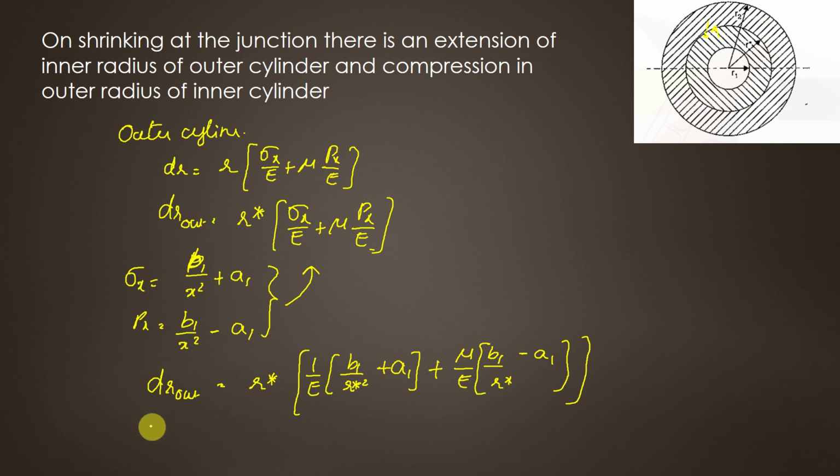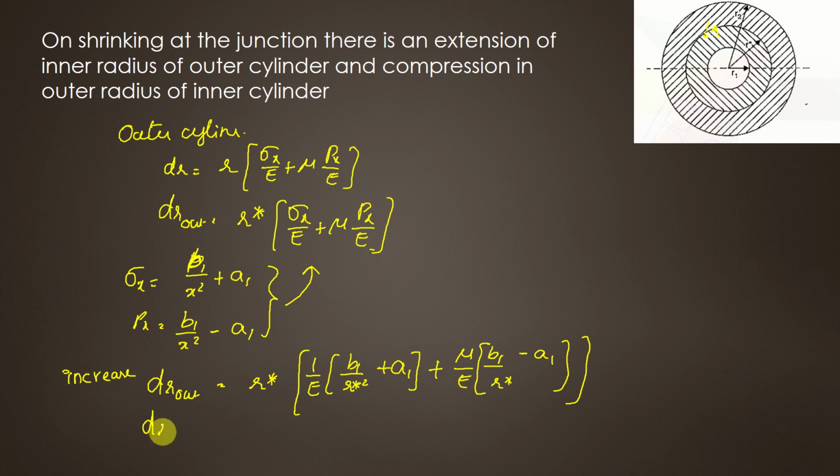And similarly, the decrease in the same way I can write. So what happens is, on shrinking the junction there is an extension of inner radius of outer cylinder. So for this there is an increase, so it is positive, and compression in outer radius of inner cylinder.